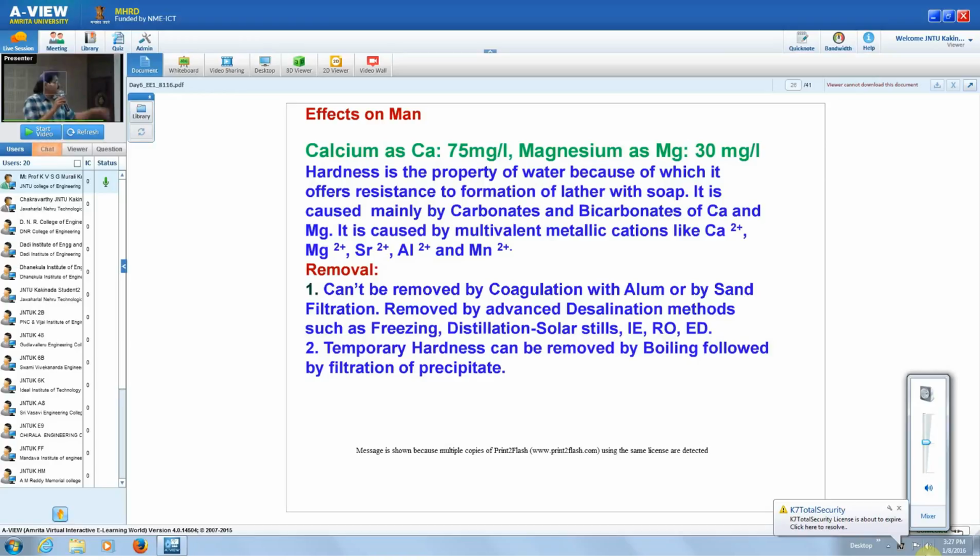Of course, temporary hardness can be removed by boiling the water. If you boil water, the precipitate is formed. And if that precipitate is filtered, just like treatment with alum, the precipitate is removed. So the remaining water is free from temporary hardness, which can be removed by boiling. But permanent hardness is removed once again by all these methods like distillation, ion exchange, reverse osmosis, just like distilled water. Next please.